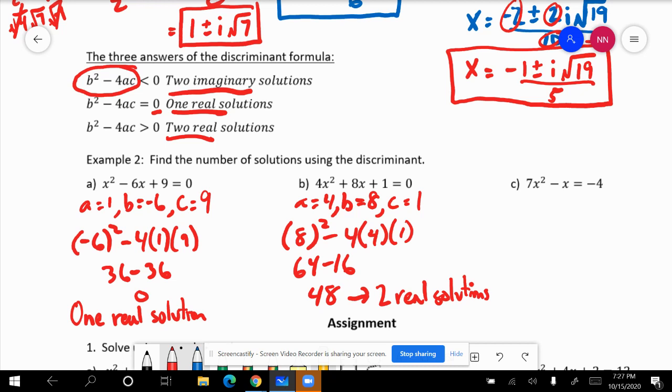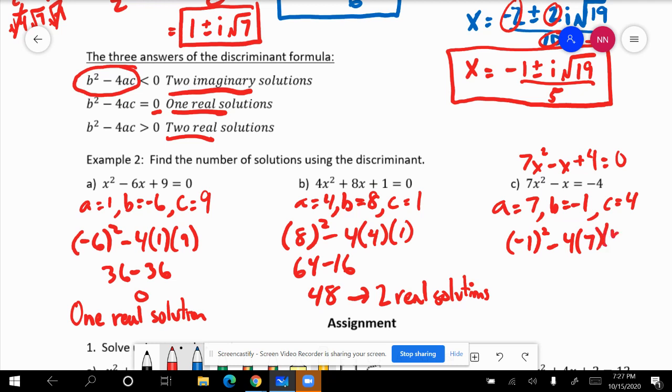And our last one, this is not equal to 0, so we need to put it equal to 0. So 7x squared minus x plus 4 equals 0. a is 7, b is negative 1, c is 4. So we have negative 1 squared minus 4 times 7 times 4. That gives us 1 minus, and we're going to take 4 times 7, which is 28, and 28 times 4 gives us 112. When we subtract it, we get negative 111, which means that we have 2 imaginary solutions.